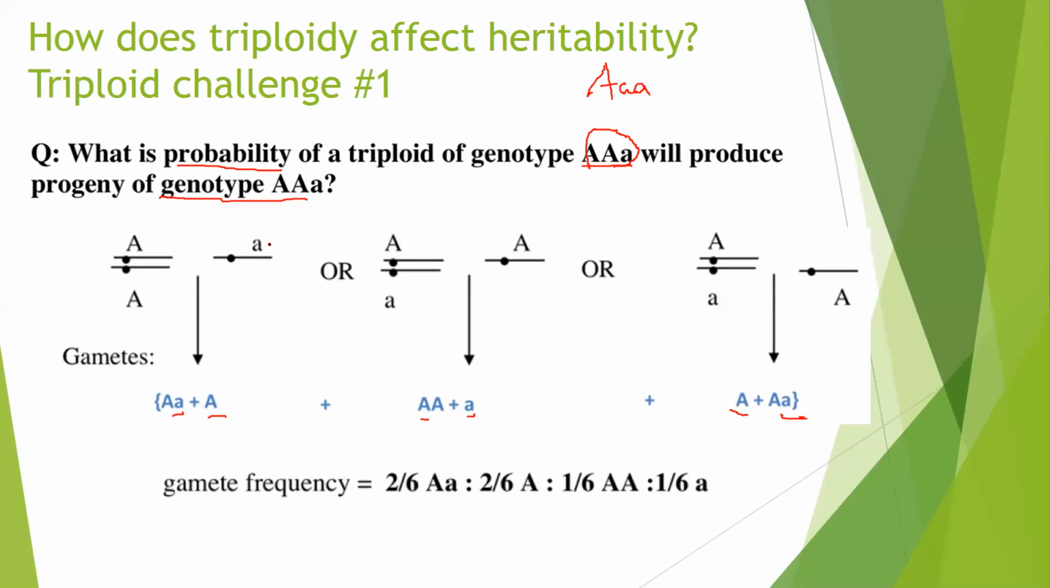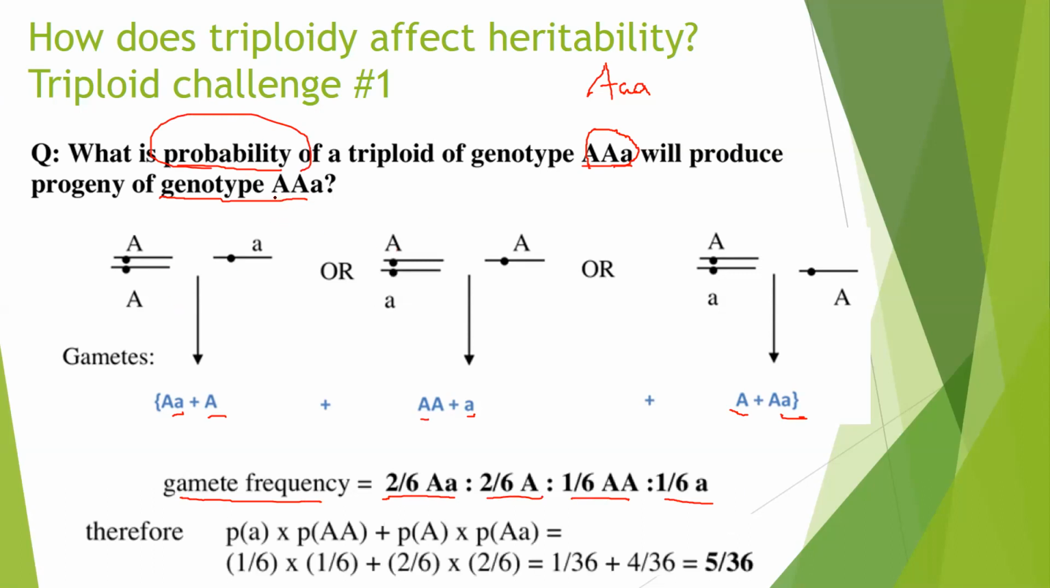So if you understand how this individual produces different types of gametes, you can easily derive this gamete frequency here. So 2 out of 6 of this genotype gamete, and this 2 out of 6, 1 out of 6, and 1 out of 6. And then you need to apply a little bit of statistical probability theorem to help you get the right answer to calculate this probability. Okay, so we need to calculate the probability of this genotype, right? So how do we form a zygote with this genotype?